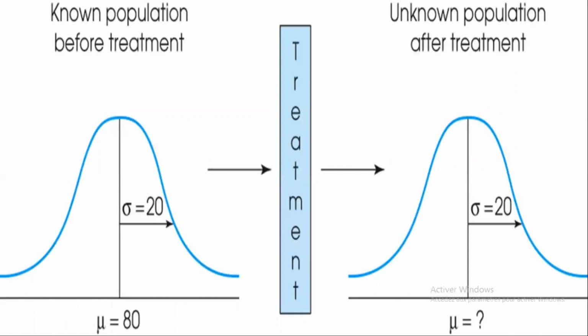A sample is selected from the population. 2. The treatment is administered to the sample. 3. After treatment, the individuals in the sample are measured. In this graph, we have a known population before treatment with a mean of 80 and standard deviation of 20. After a treatment, we have an unknown population with supposedly the same standard deviation.